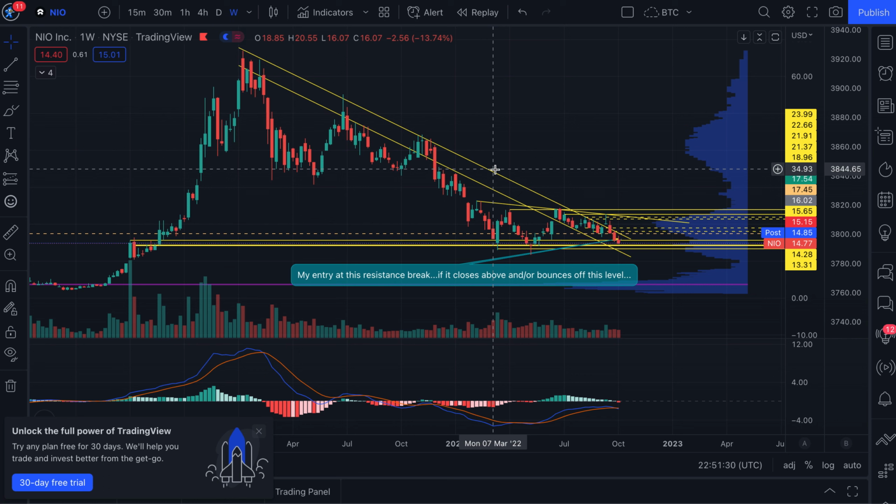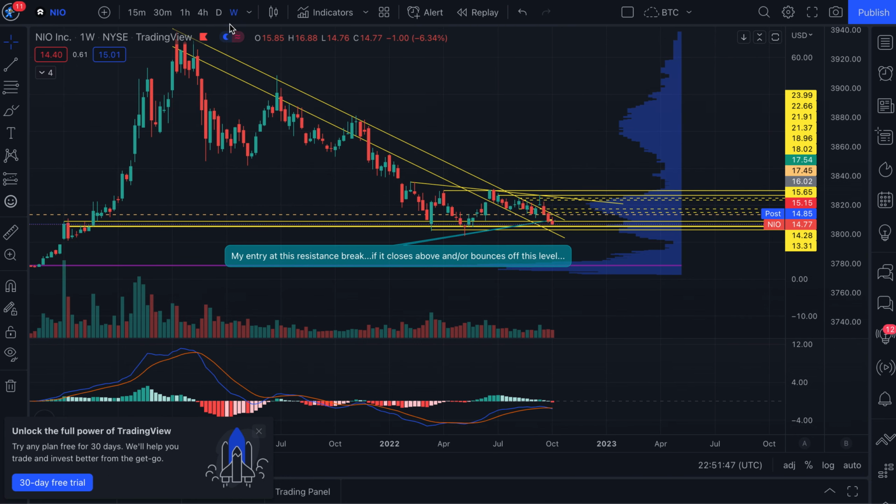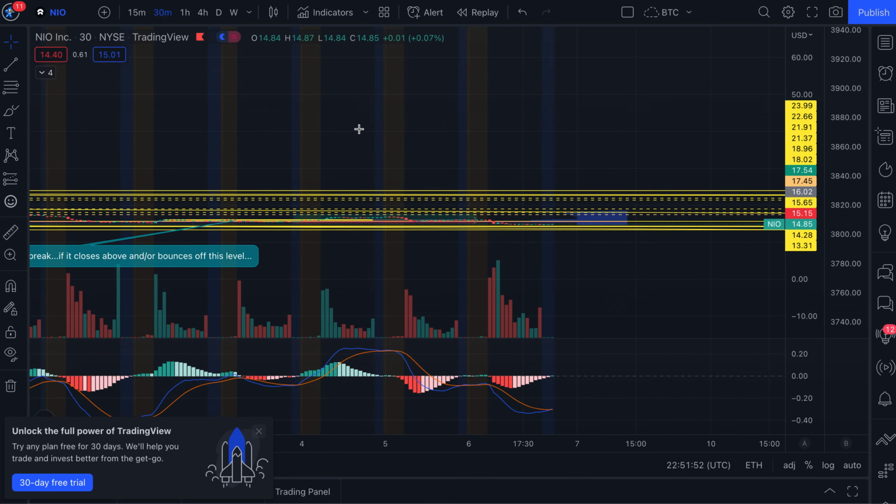The only thing we had bullish going on for NIO was recent news about deliveries and new market penetration, but not much else. So our play sort of worked out. If I zoom in from the weekly, I'll just jump straight into the 30-minute. We had the bullish play.